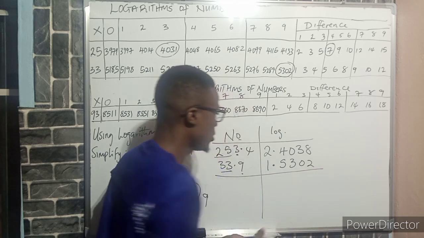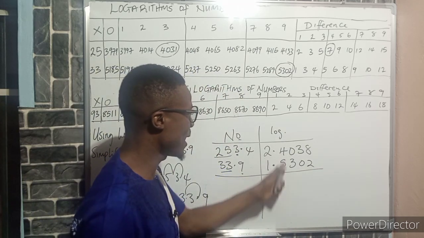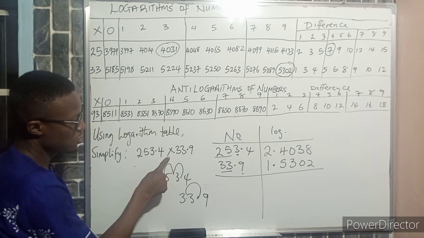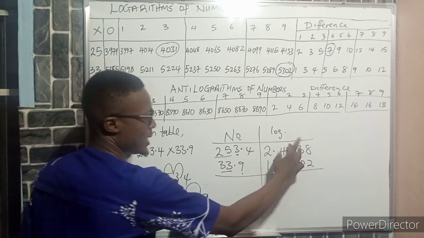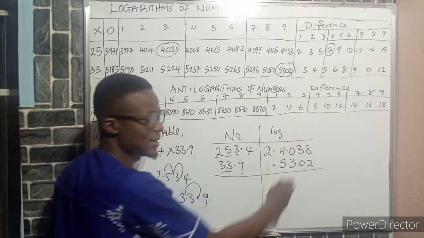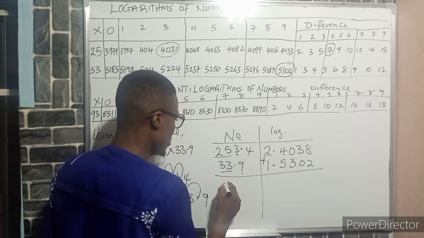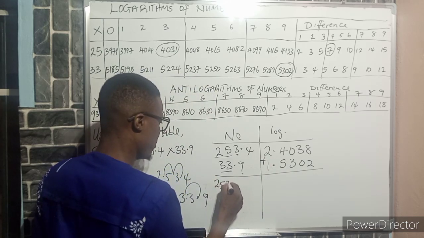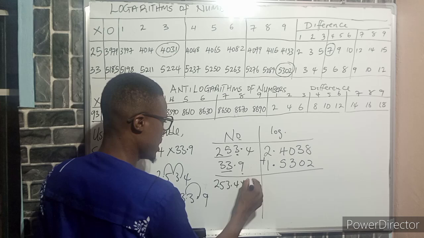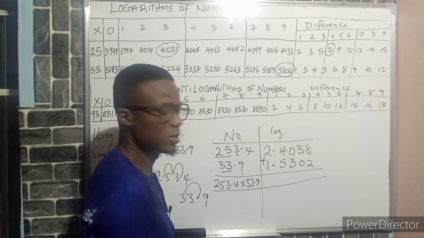Now, there is one of the laws of logarithm that is telling us that whenever we have multiplication, we add. Because the question says we should multiply this, we add the answers we've got. Assuming here is division, we are going to subtract the answers we've got. Therefore, let us proceed to add. So 253.4 times 33.9 implies the addition of these 2 results.